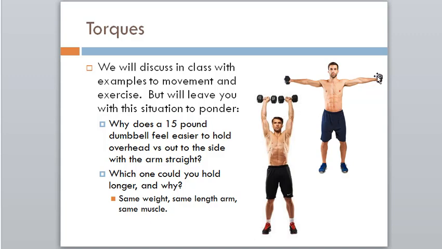The dumbbells are exactly the same. The distance of the arm is exactly the same. Obviously, this would be a lot easier to do, or he'd be able to do this a lot longer than this person here. Even if you didn't have a 15-pound dumbbell, if you just had your arms up to the side, I would bet that this person can hold 15 pounds up over their head longer than this person can hold their arms up to their side. But we'll just think about that, and we're going to discuss that in class in more detail.